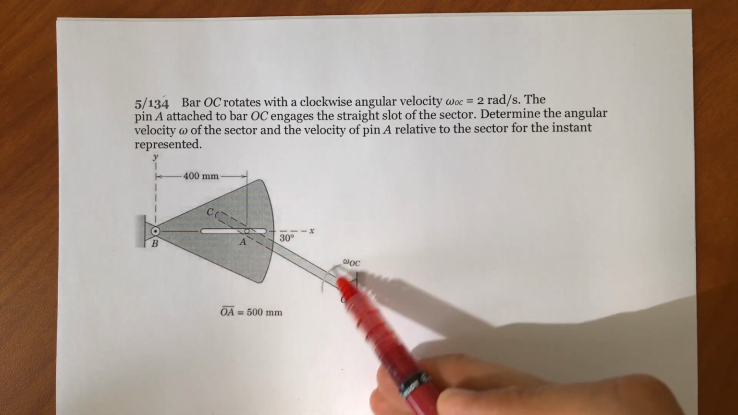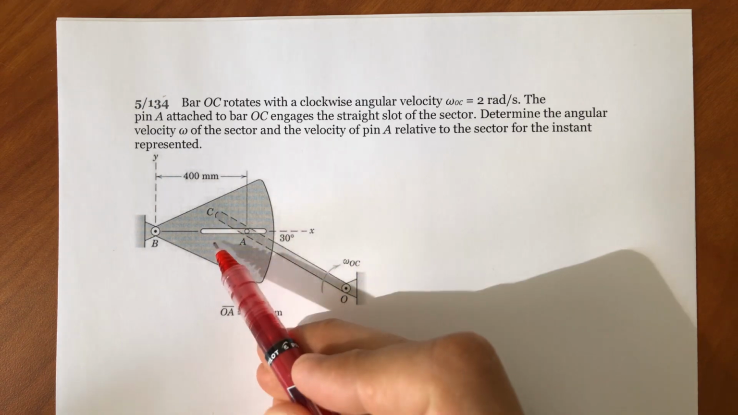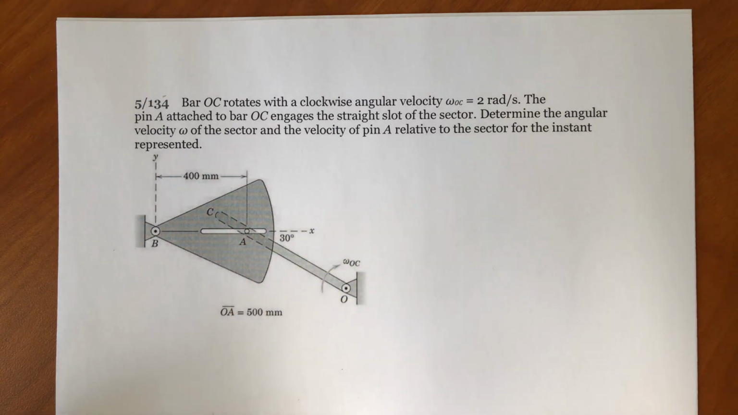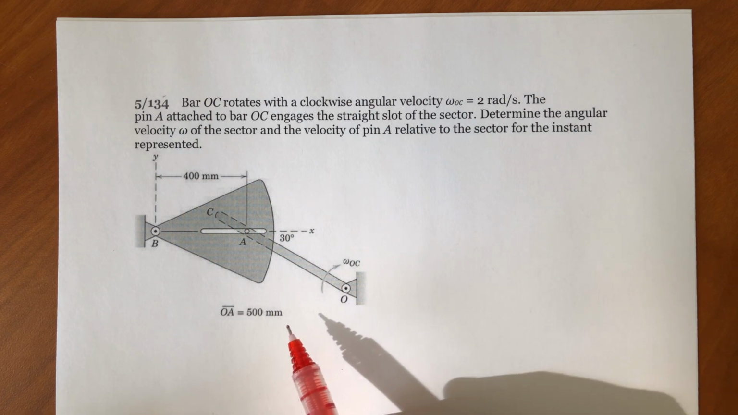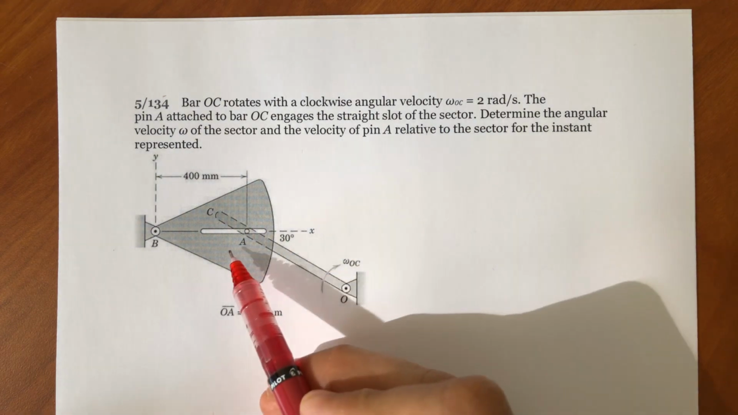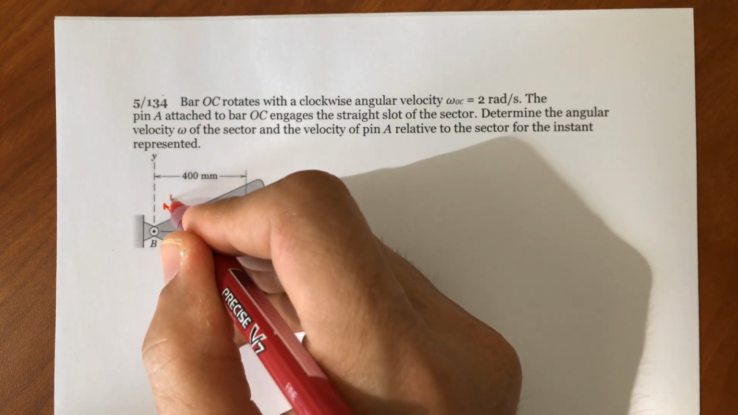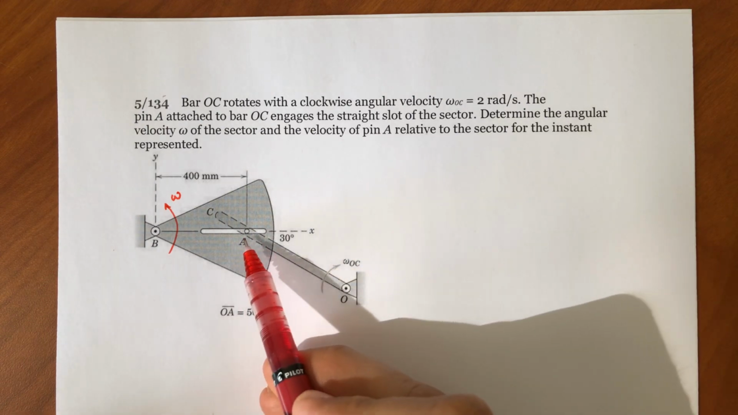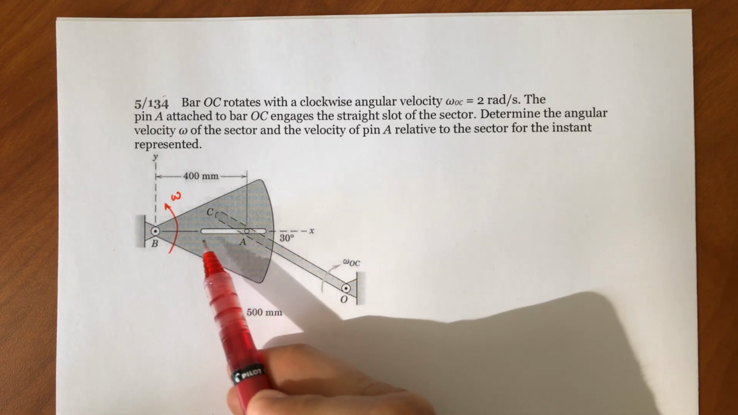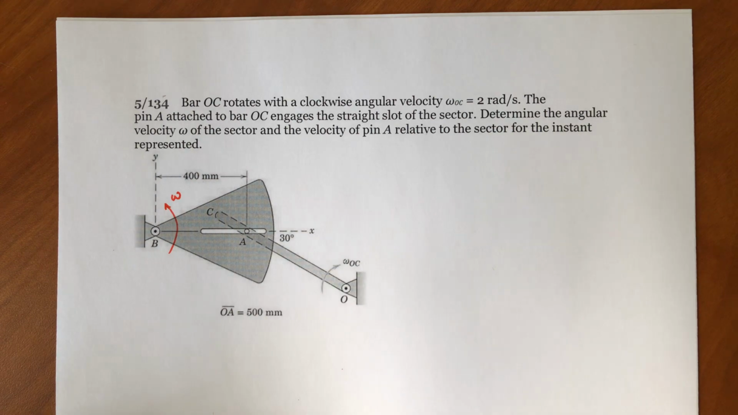So whenever we rotate this arm, it's gonna move this pin, and because of that, the sector is gonna start to rotate too, right? And the question here is, what is the angular velocity of this sector? If I call it omega, what is the angular velocity of it? And also, what is the relative velocity of this point with respect to the sector? I mean, which means the velocity of this pin on this slot.